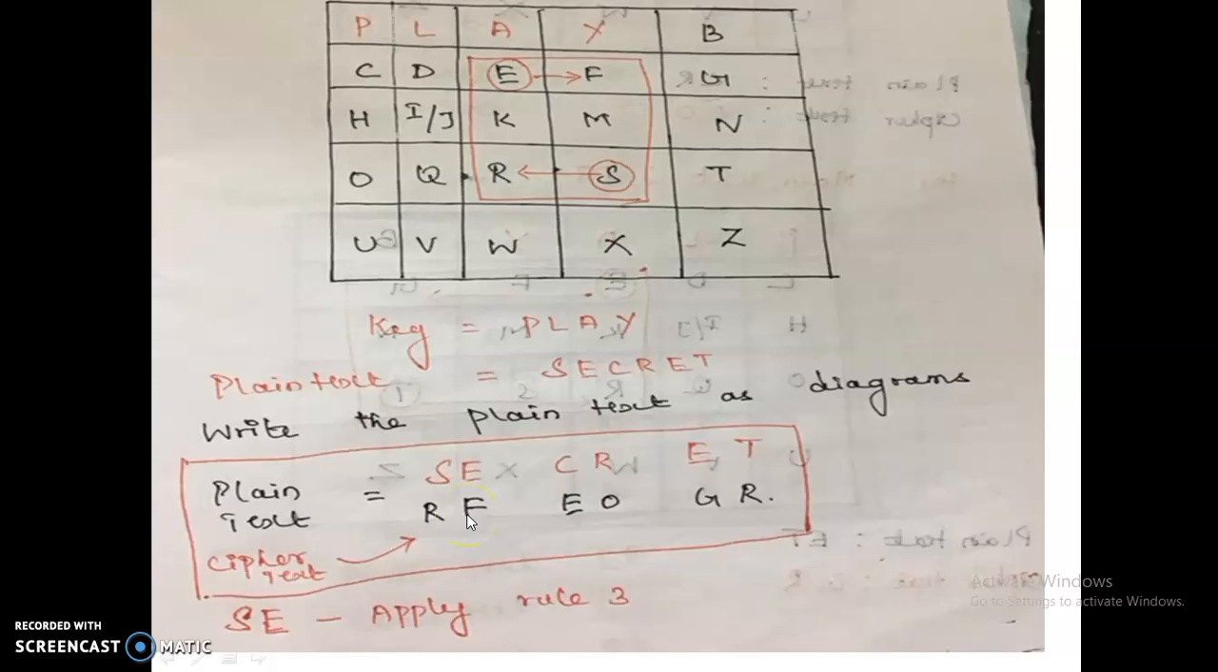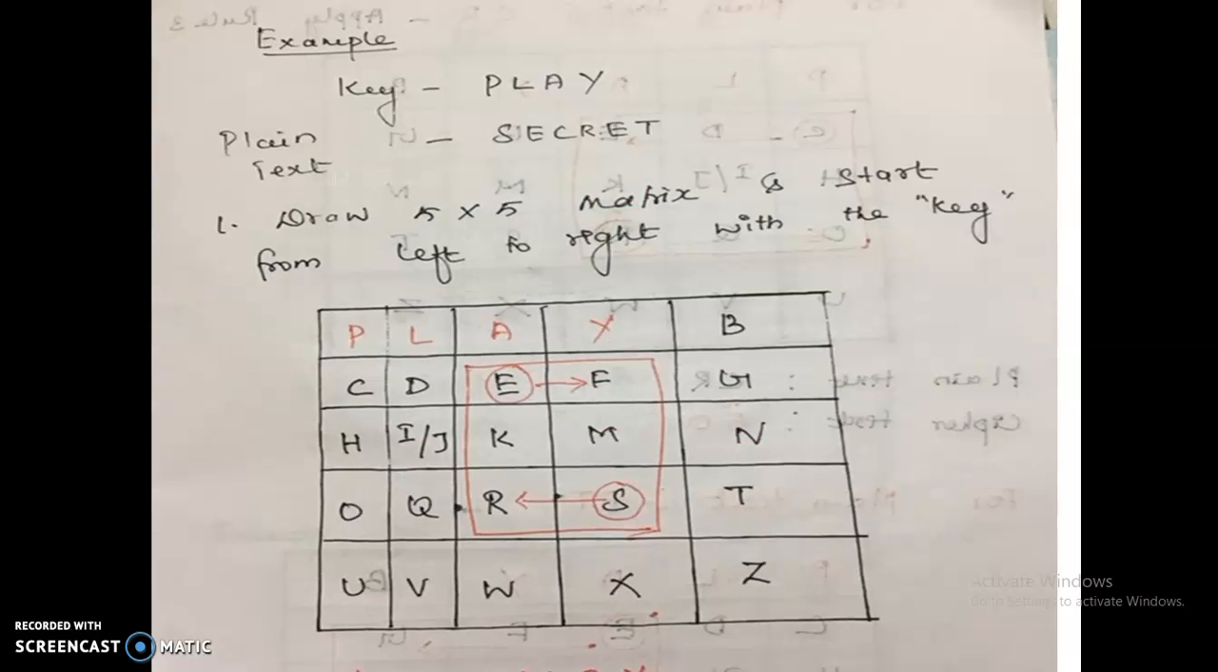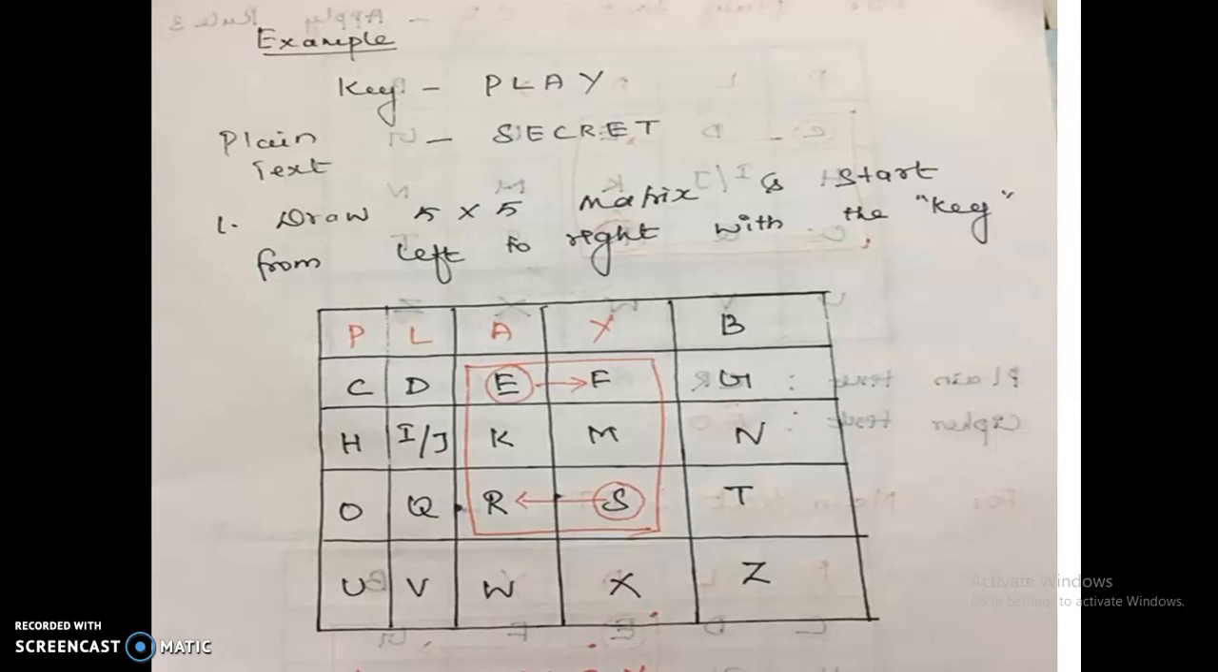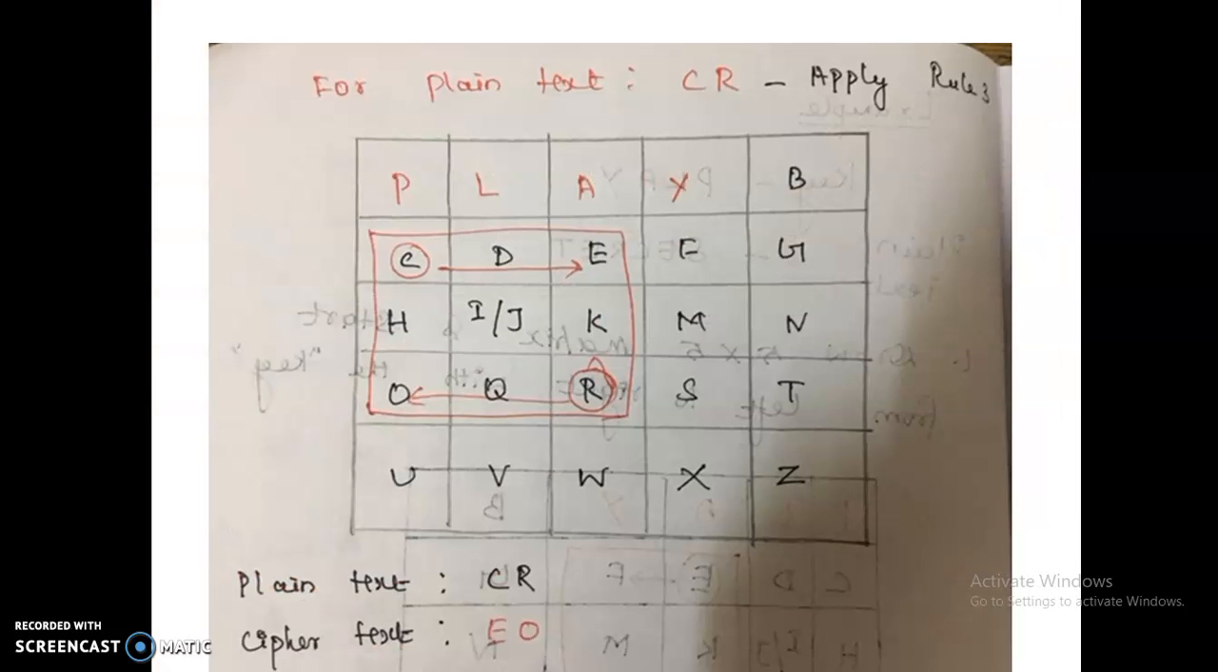And here the third rule is applicable because they are not in the same row, not in the same column. So the third rule is applied for these first two letters. And then the second pair is C R. Here C is here, R is here. This is also not in the same row, not in the same column. So you just replace them with the corner letters. So E O is placed. For the letter C, E is placed. For the letter R, O is placed.